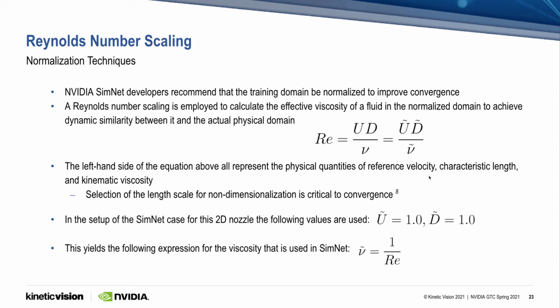Here, we took the same approach that's detailed in many of the SimNet examples. In the non-dimensional domain, we set density, the U velocity, and D values to 1, and solve for an effective viscosity to match the Reynolds number of a full-scale industrial problem of interest.